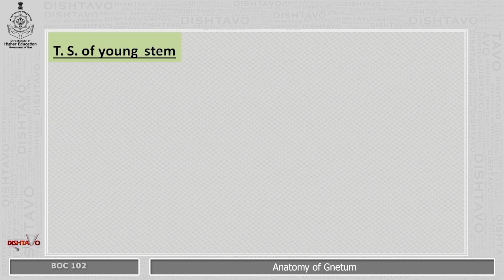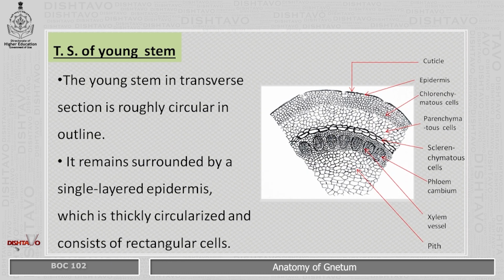Next is T.S. of young stem. As we can see here in the picture, the young stem in transverse section is roughly circular in outline. It is also surrounded by cuticle, which is the outermost layer of the section and also helps in protection of the inner tissues. Cuticle is followed by epidermis, which is a single layered cell.